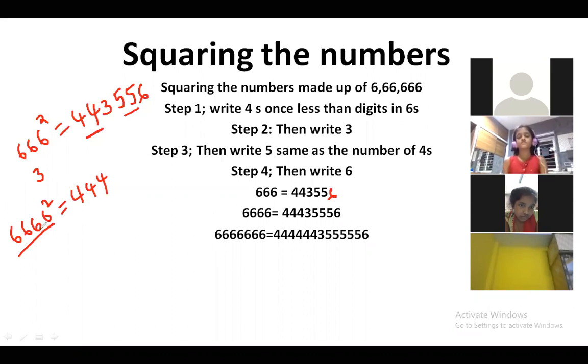Yeah, someone has sent the answer also. Very good. So then, second step, simply add 3. Third step, you should write the 5s. How many 5s should you write? Equal to the number of 4s. Here 3 4s are there, so we should write 3 5s.